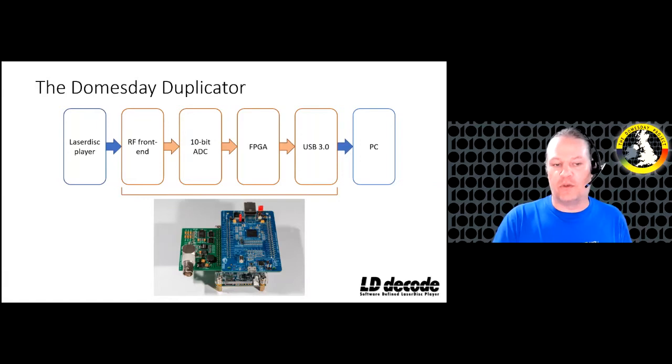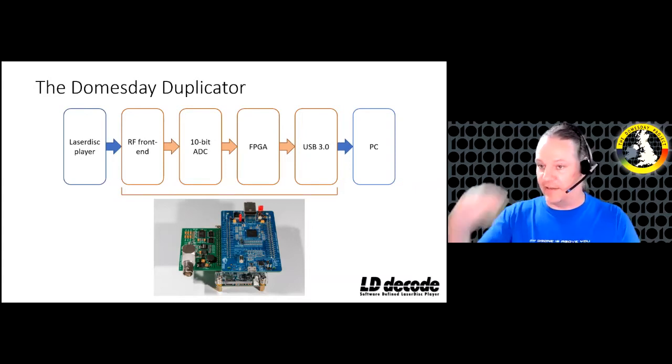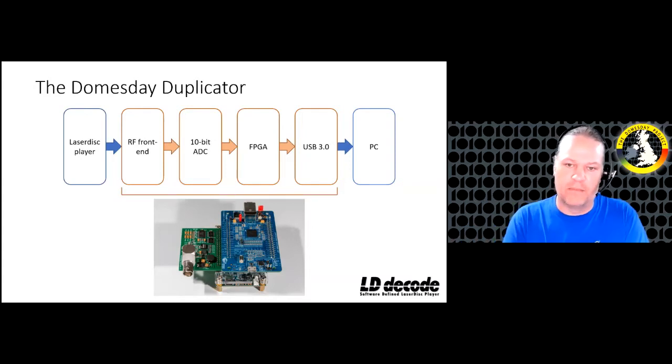And then we have to use USB 3 to get that bandwidth and then get that to a PC. I showed this picture last time, but this is what the Domesday Duplicator looks like. This is the duplicator board itself. The board underneath is a DE0-Nano, an FPGA board, and the board on top is the USB 3 transceiver. We just stack these up to make it as simple as possible.